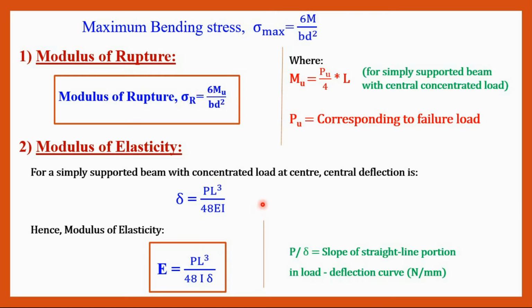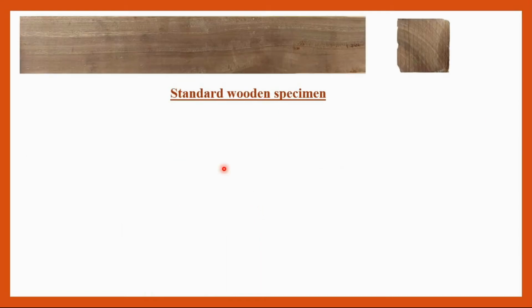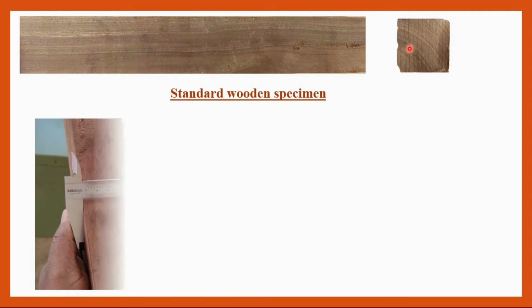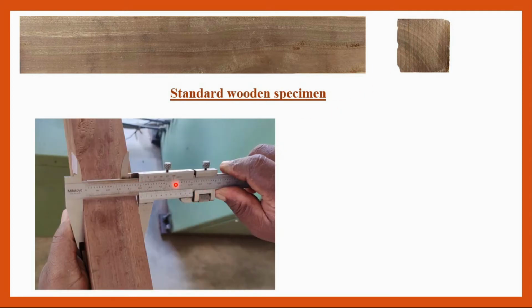Now, to conduct the bending test on wood, we are having the specimen. First, measure the cross section dimension by using the vernier caliper. We got B width is equal to 51.4 mm and depth D is equal to 51.68 mm.